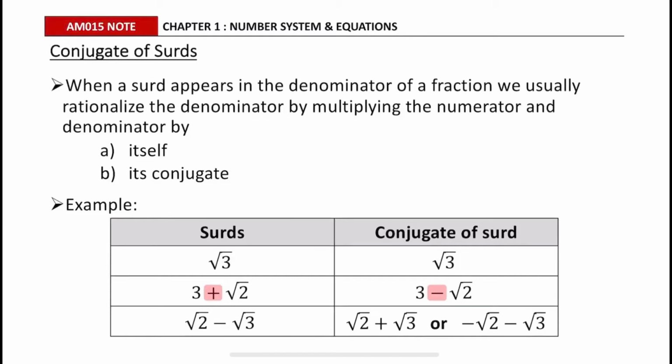When both terms are surds, like the example square root of 2 minus square root of 3, then the conjugate can be either square root of 2 plus square root of 3 or negative square root of 2 minus square root of 3. This means that we only change one of the signs. It's either we change the sign of square root of 3 from negative to positive, or the sign of square root of 2 from positive to negative.